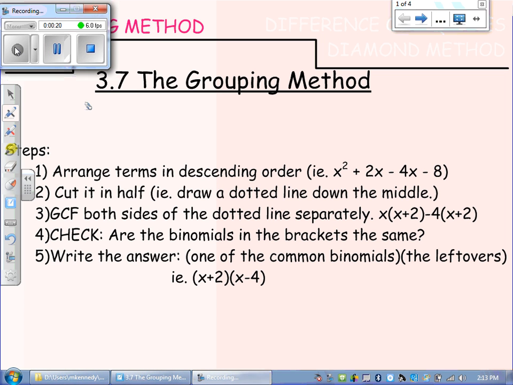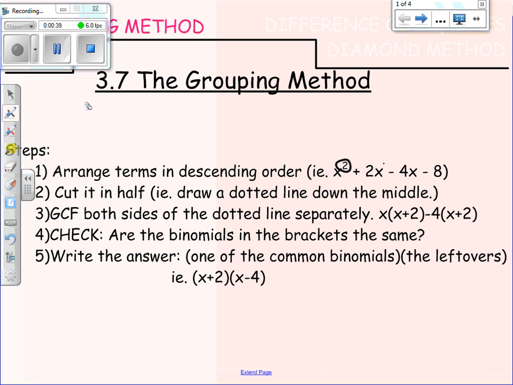This is for the easiest types of equations we'll see. It does get harder. The first thing you need to do for the grouping method is put the listings in descending order. What is descending order again? Matthew? Yeah, the highest exponents to the lowest. So we start with 2, and then there's only 1, and then there's 0 over there, right? There's no x's left.